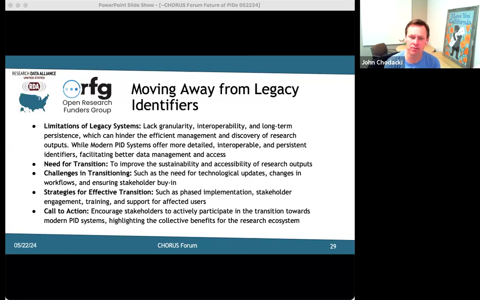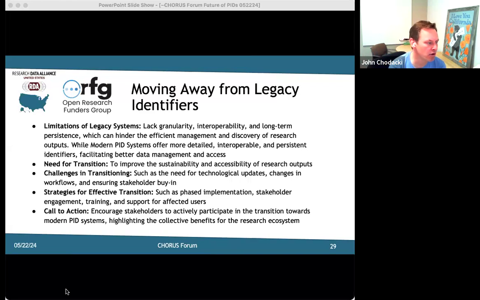It's really more of a call to action for individual groups that help with registries of information, curation groups and repositories that are working within their own systems, agencies and funders who have access to metadata about research objects, this kind of call to action to start looking at ways to move towards these desirable characteristics.